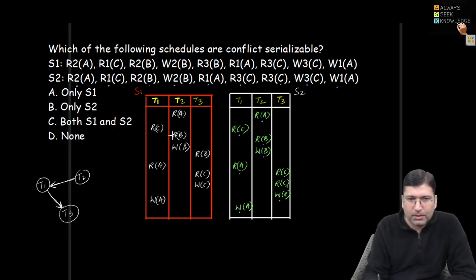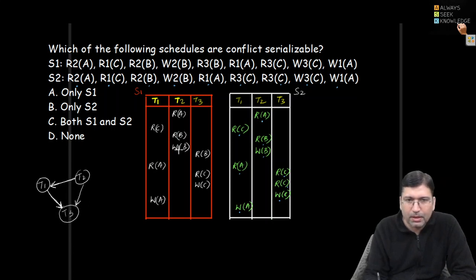Then you check for this read operation on B. There is no operation on B in T1, and there is a read operation on B, so there is no conflict. Read, read, no conflict. Write, read, there will be conflict. So T2 to T3, there will be an arrow.